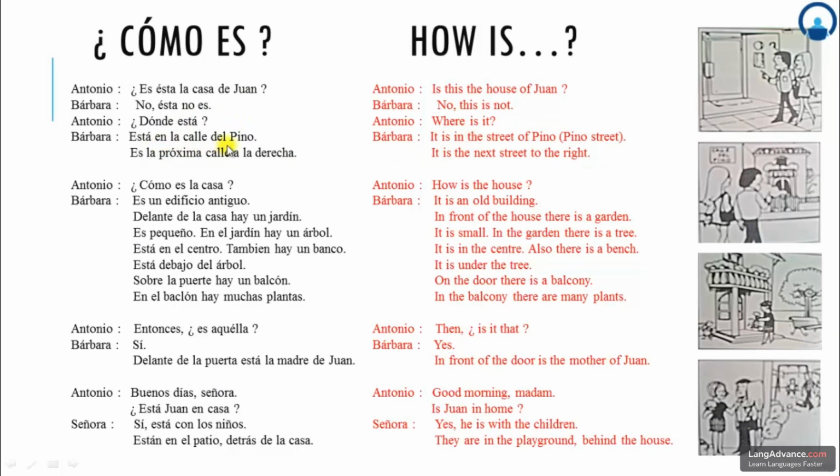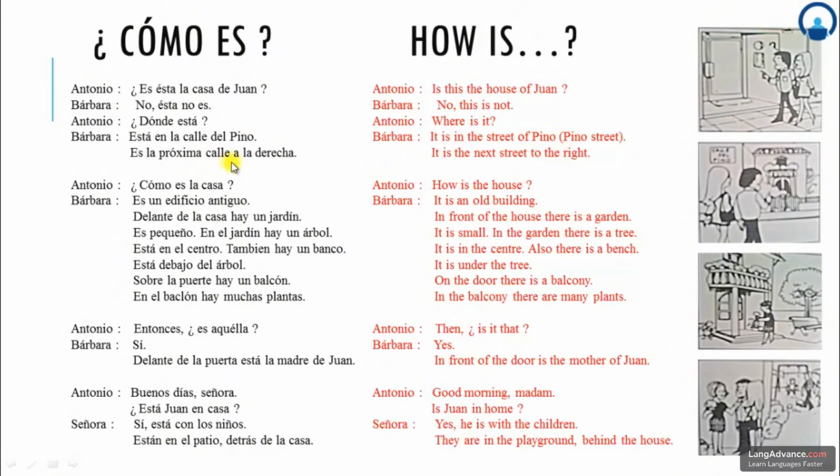Está en la calle del Pino. It is in the street of Pino. In brackets I've written Pino street. That means in the Spanish language, over here we have written la calle del Pino. The literal translation is the street of the Pino. But in English we don't say it like that. We say Pino street. So you can use any of the ways you like.